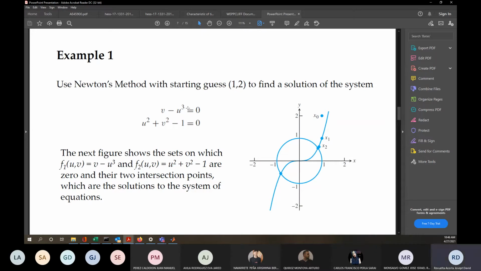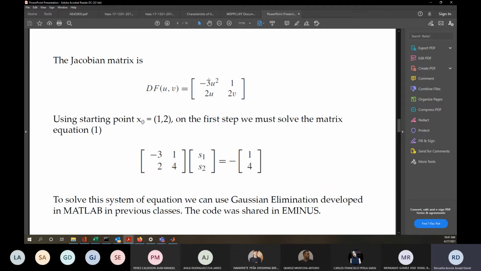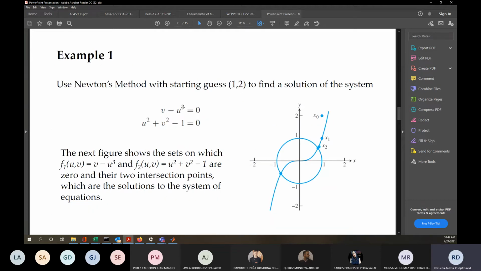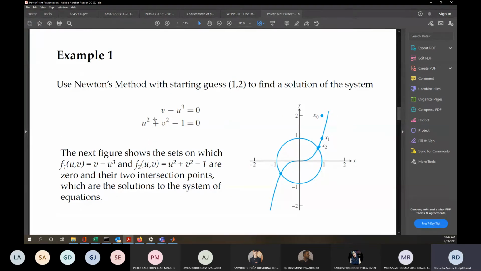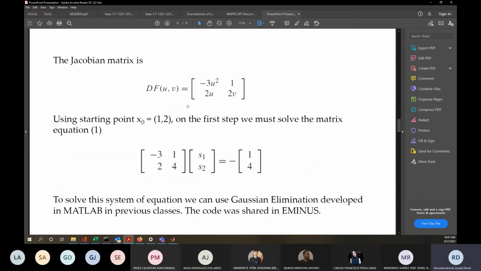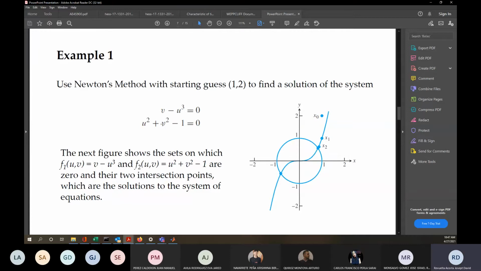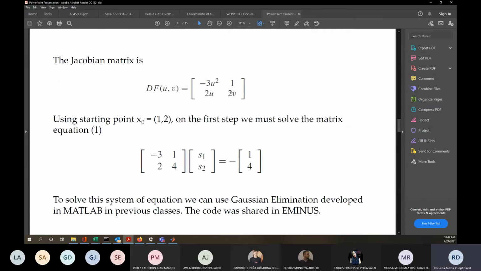Give me the derivative with respect to u. It's 3u squared, right? Minus 3u squared. And then give me the derivative of this equation with respect to v. It's going to be equal to 1. Same thing, but for the second equation. Give me the derivative with respect to u. It's going to be 2u, and the derivative with respect to v is going to be 2v. So this is the Jacobian. Do you agree? Is that correct?